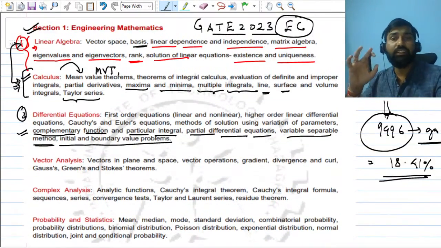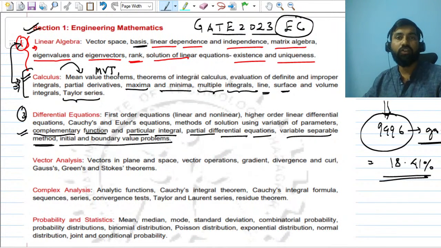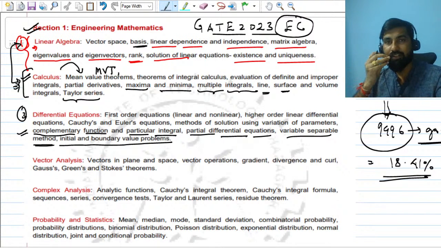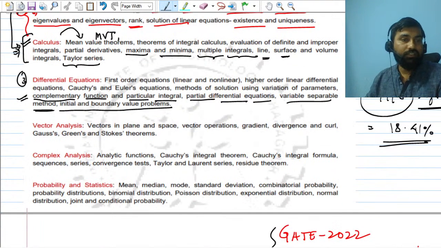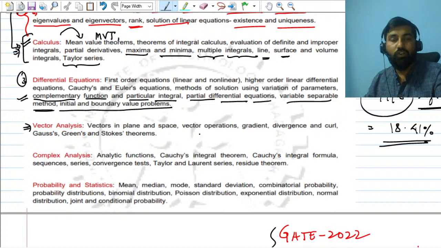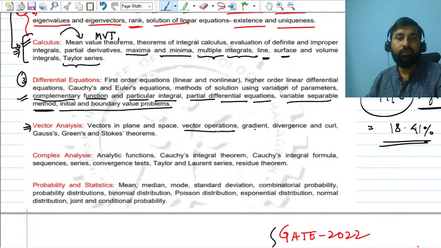So that's the reason in the GATE syllabus, the very first section or subject they have given is math, and the next is vector analysis, right? So in vector analysis we will talk about vectors in plane and space, okay. What are vector operations, okay. There are various operations, right? And what are gradient, divergence, curl, okay.